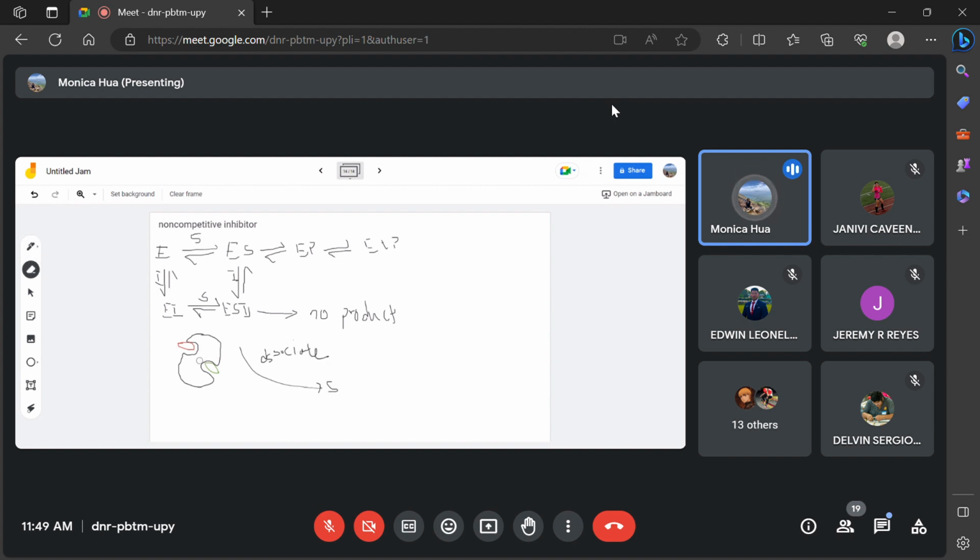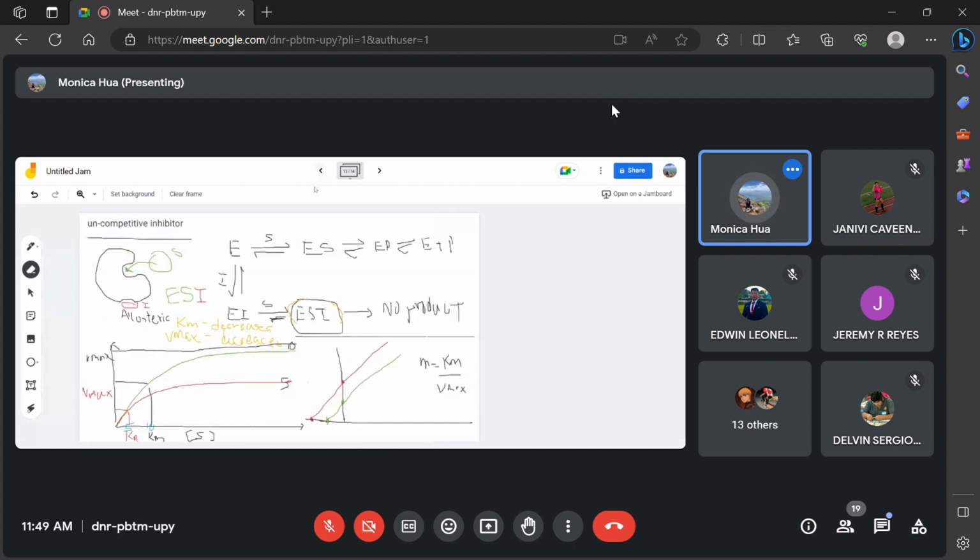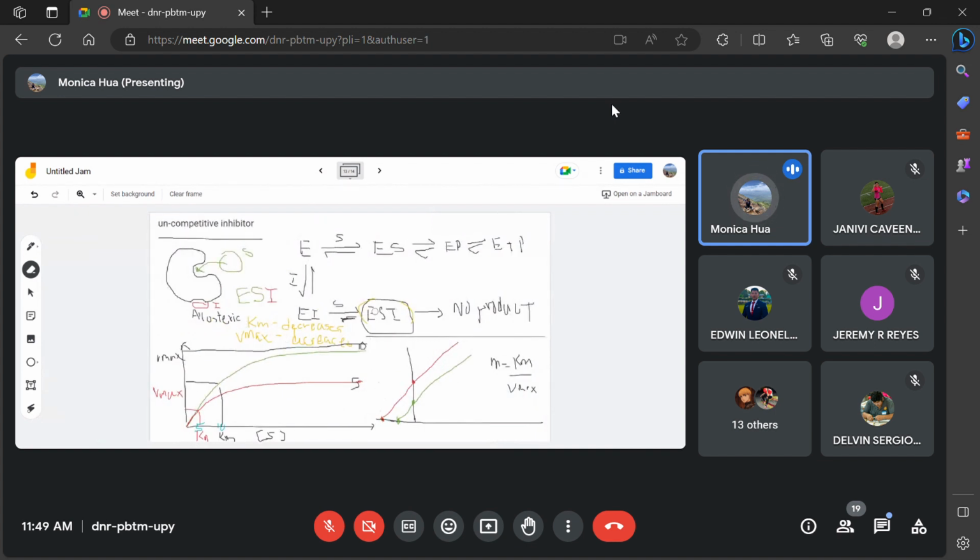So in this case, it is not changing the affinity of the substrate to the enzyme. That's not changing. The substrate can leave whenever it wants, whereas here, once the substrate binds to the enzyme inhibitor complex, it is very hard for this substrate to leave.